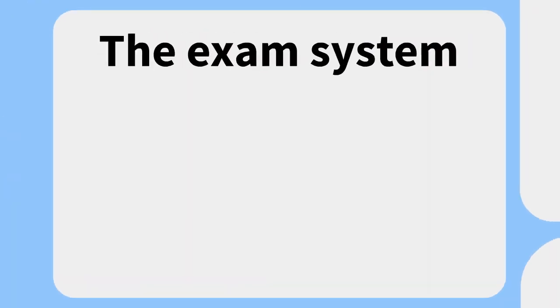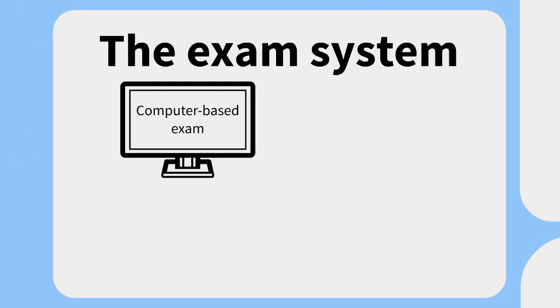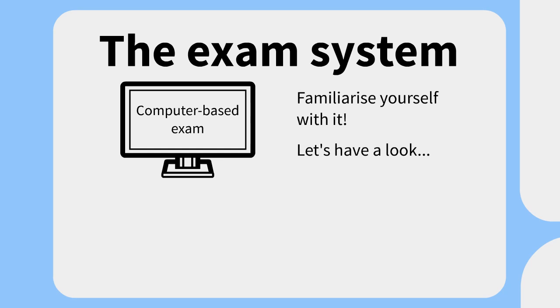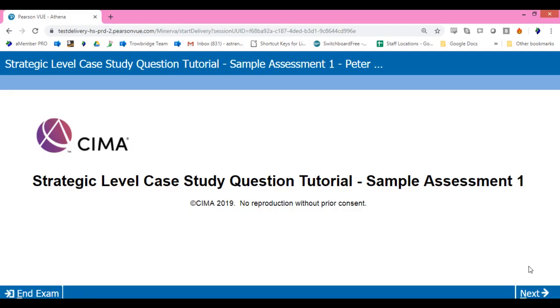So let's look at the exam system now. It's a computer-based exam, just like the objective test exam. And it's very important that you familiarize yourself with the system. So what we're going to do now is look at the actual system that you will be sitting your exam on. So this is the home screen you'll be presented with when you enter the exam hall to start your exam. And I do advise that all students do log on to the Pearson VUE site to test out the system, familiarize themselves with it before the exam.